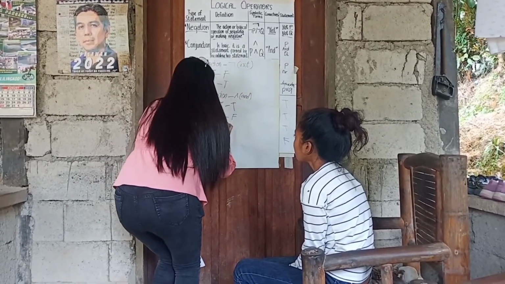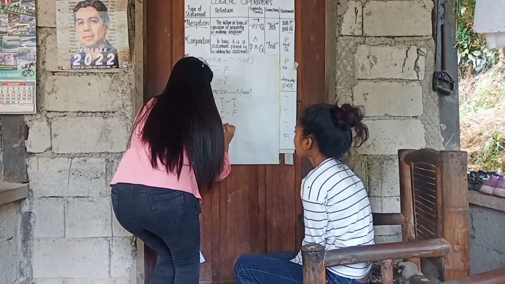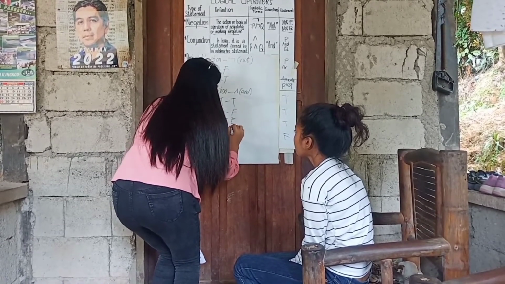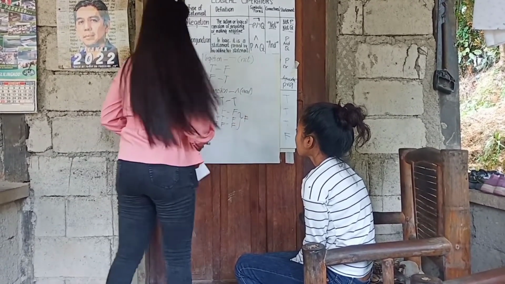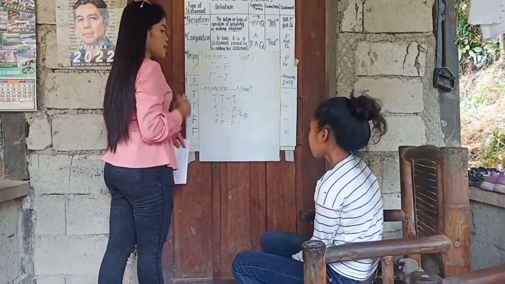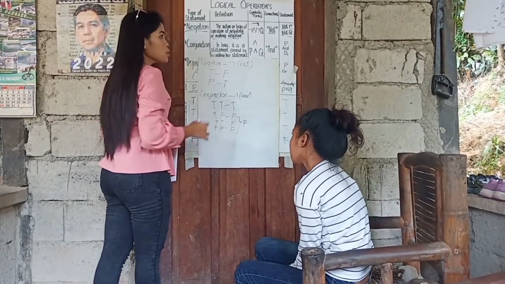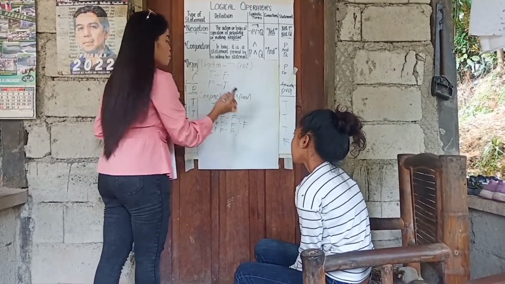At kapag false, true, and false, the rest is false. So, false siya. So, tatandaan lang natin ang conjunction, nagiging true lang ang statement kapag both propositions are true and true. So, it will become true.